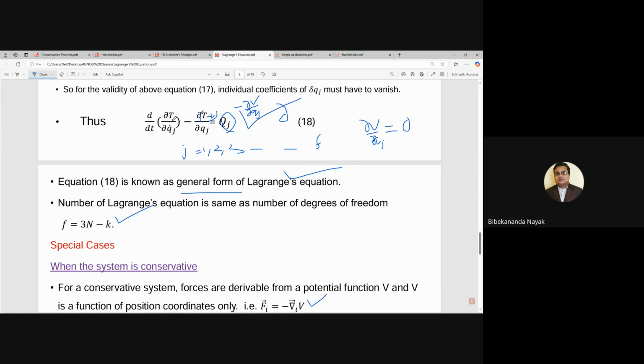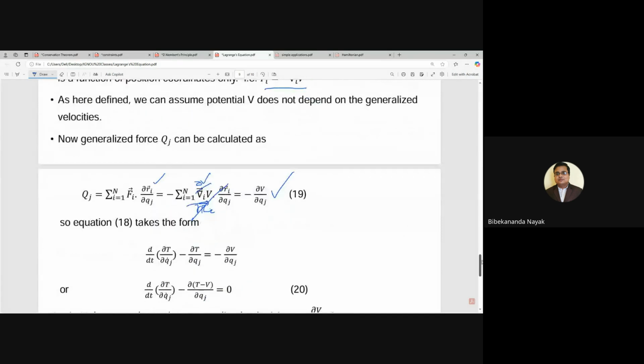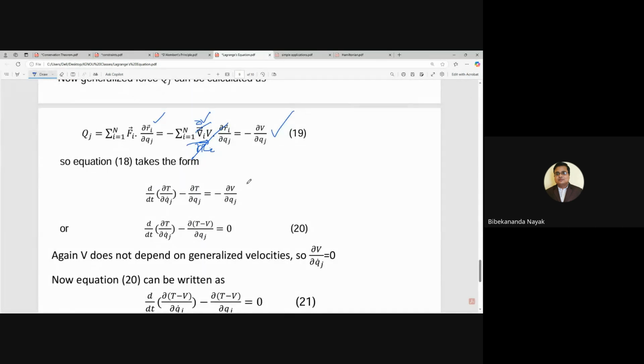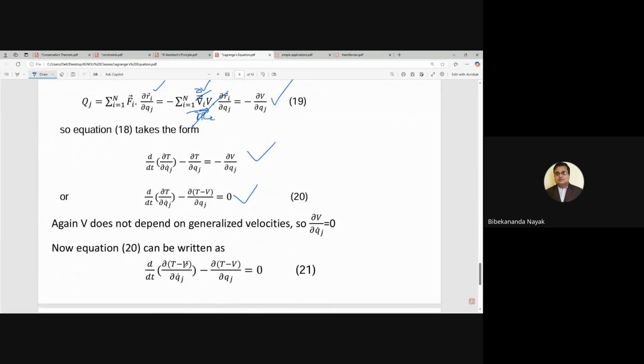That means I can write it either with plus or minus ∂V/∂q̇_j. So I can write it like this: T minus V is L. So my equation becomes T minus V, and now I add a 0, because ∂V/∂q̇_j is equal to 0. So I subtract a 0, meaning ∂V/∂q̇_j. So I can write like this.